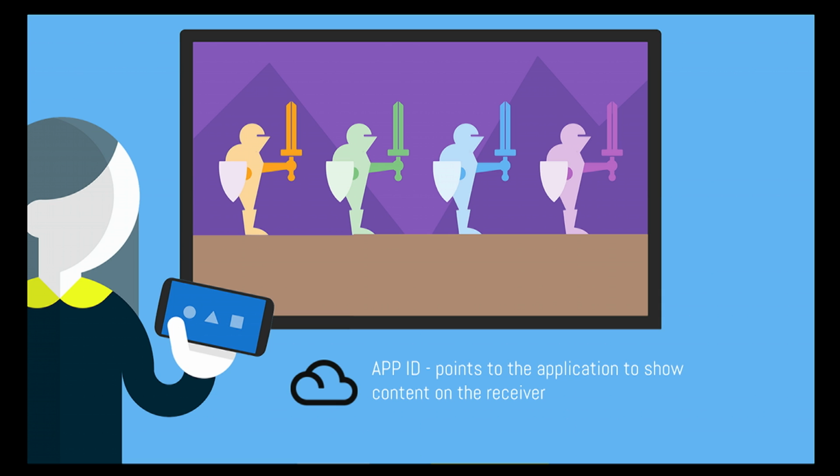Now, as a developer, you have to register your app ID at the developer console site. And it has information on how to run your app on the Google Cast device itself, whether it has to fetch a URL or run a remote display app.